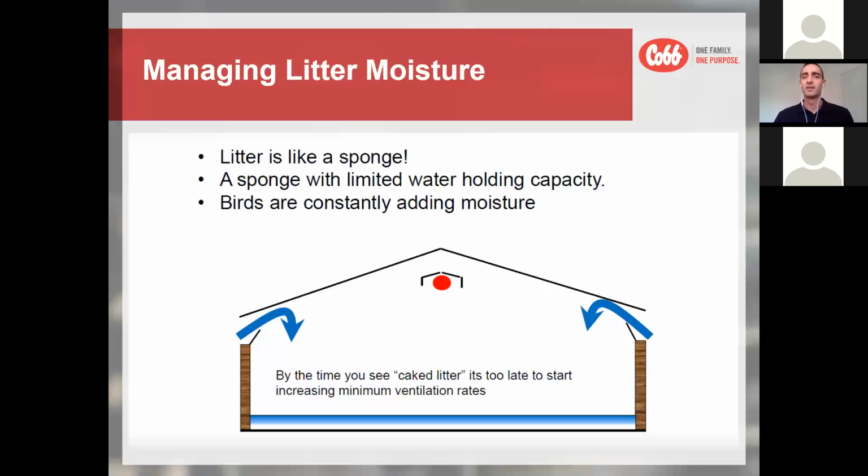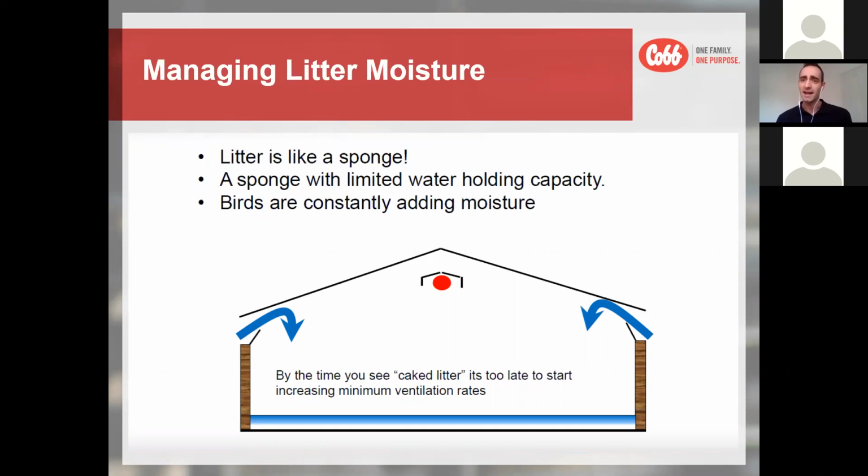So you're going to think about your litter as a sponge. It's a sponge with a limited water holding capacity. The birds are constantly adding moisture, as I mentioned, and you might think, day 18 or day 21, all of a sudden your litter is wet, and you go, but a few days ago, it seemed to be fine, and it just turned all of a sudden. That's because your litter is like a sponge. It slowly builds up, slowly builds up, slowly builds up, and then all of a sudden it overflows, and it's all wet, and it's not going to be good for the birds.